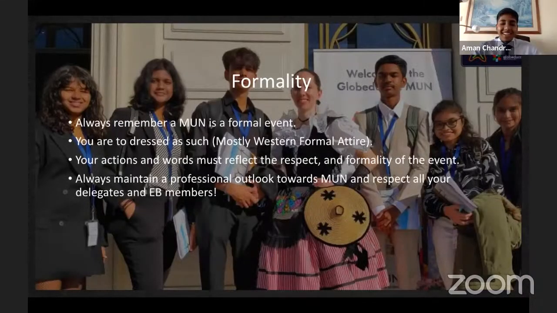Right. Now, let's move towards formality. What you guys need to understand is MUN is a very, very formal event. So you have to be dressed in mostly Western formal attire. That's most of the times again. Now, your actions and words must reflect the respect and formality of the event. So you guys aren't allowed to use informal language or vulgar words, etc. You guys must always maintain a professional outlook towards anyone and respect all delegates and EB members of your committee and other committees as well. That's very important to keep in mind, guys.